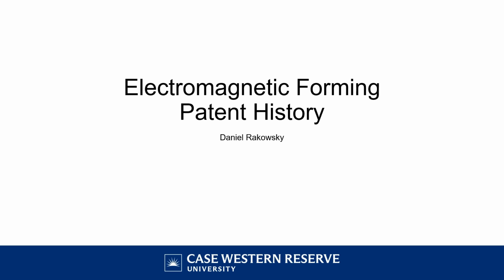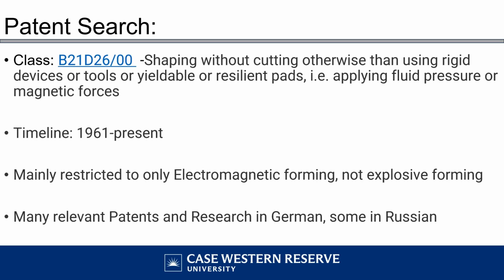and Processing, Forming and Deformation. I'll be covering the U.S. patent history of electromagnetic forming. Electromagnetic forming, which is a kind of high strain rate impulse forming, has an extensive patent history starting in 1961.